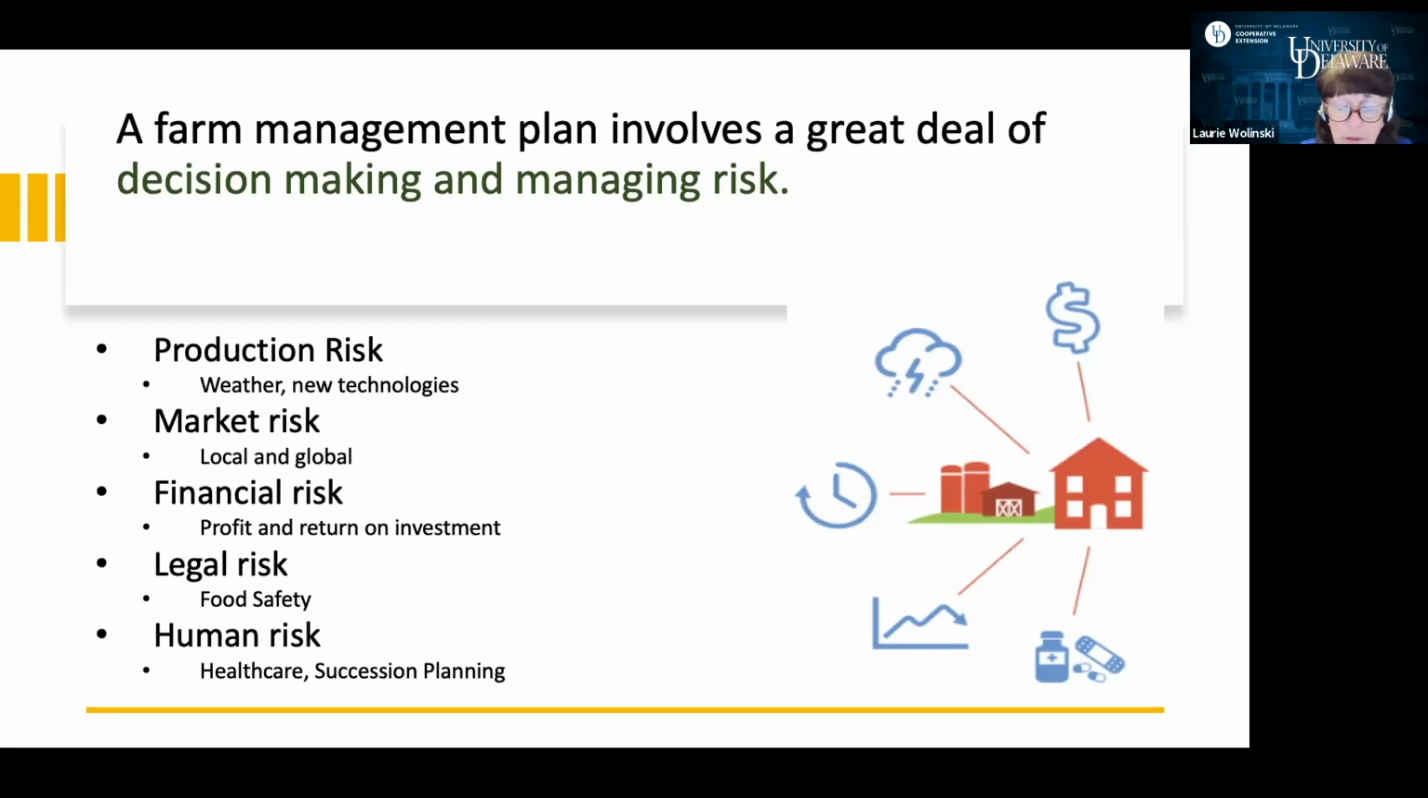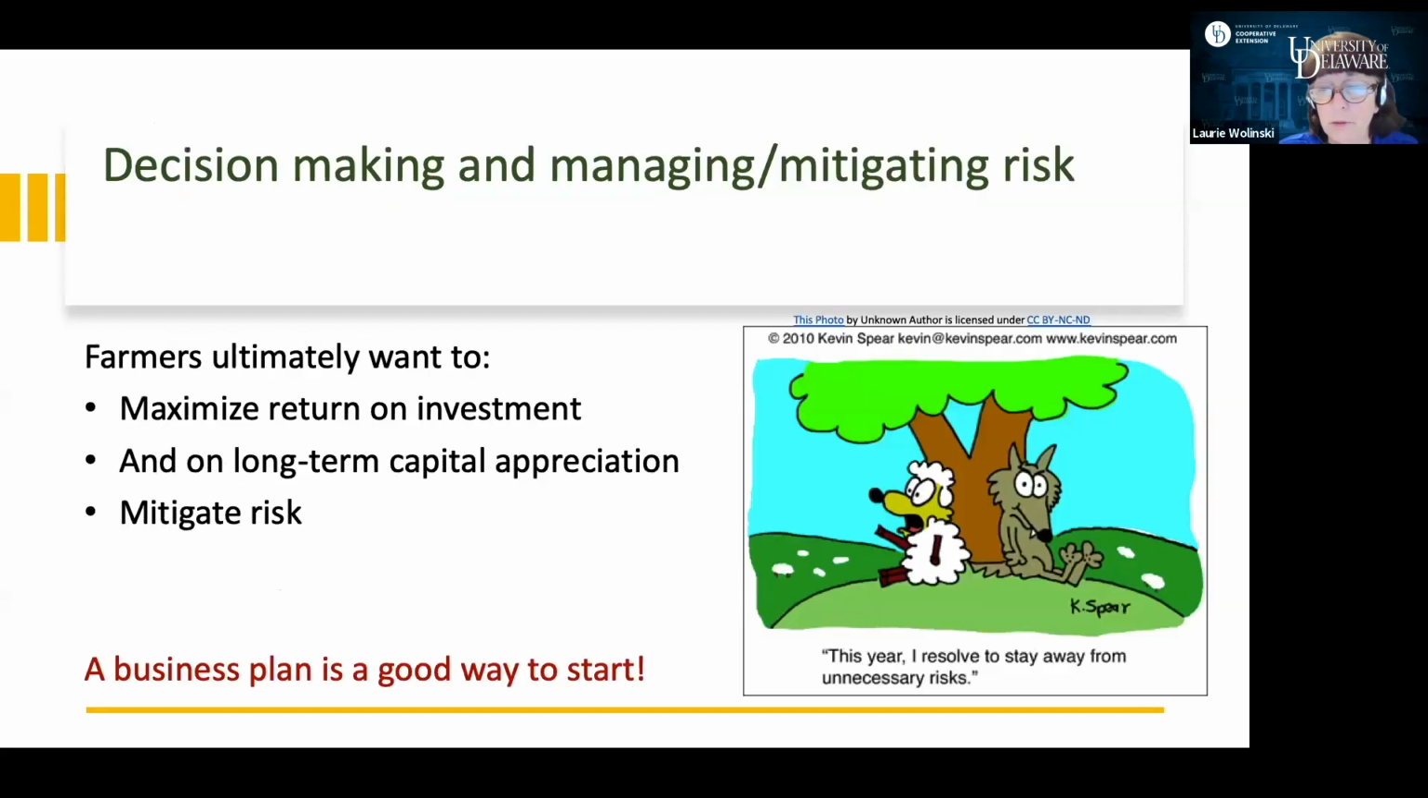And by the way, depending on who you're talking to, sometimes succession planning is considered legal risk. Sometimes it's considered succession or human risk. I think it's both. It's mitigating risk.